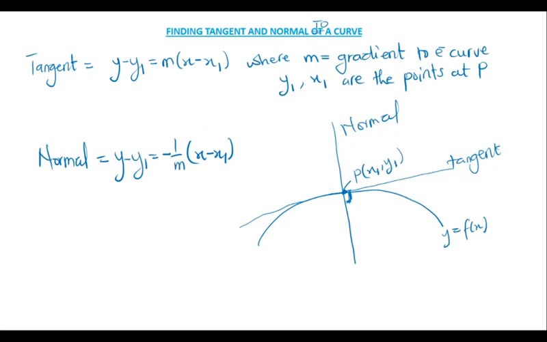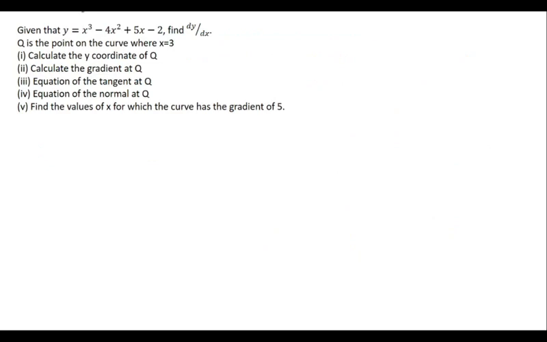So let's have a look at an example. Given that y is equal to x cubed minus 4x squared plus 5x minus 2, (i) find dy/dx. Q is the point on the curve where x is equal to 3. (ii) Calculate the y coordinate of Q. (iii) Calculate the gradient at Q. (iv) Find the equation of the tangent at Q. (v) Find the equation of the normal at Q. And then find the values of x for which the curve has a gradient of 5. So let's go ahead.